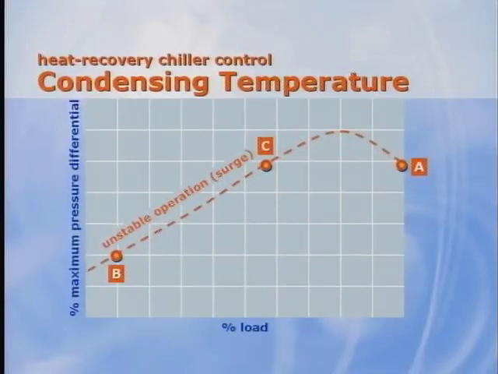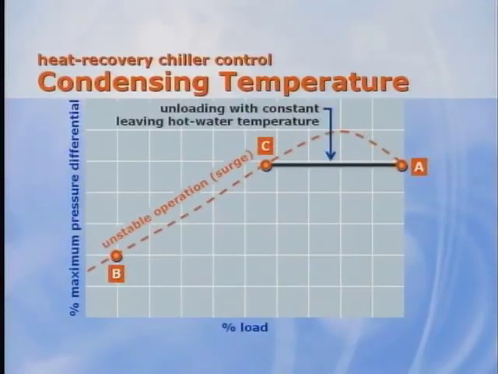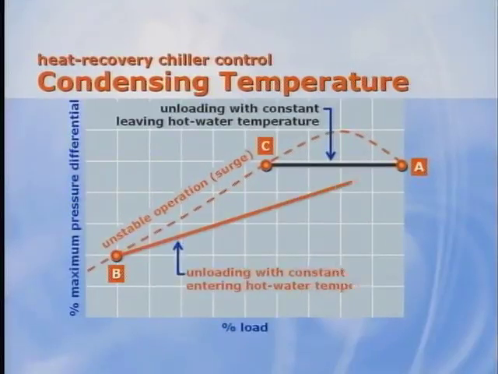By looking at this graph, it becomes clear why you maintain a constant entering heat recovery temperature. Maintaining the leaving heat recovery temperature doesn't give the centrifugal compressor any lift reduction, and then the unloading line, AC, shows how quickly you can run into problems by controlling the chiller this way. The line AB shows unloading by maintaining a constant entering heat recovery temperature. With this control strategy, the leaving heat recovery temperature is allowed to float up and down in response to the chiller's cooling load or required heating capacity.